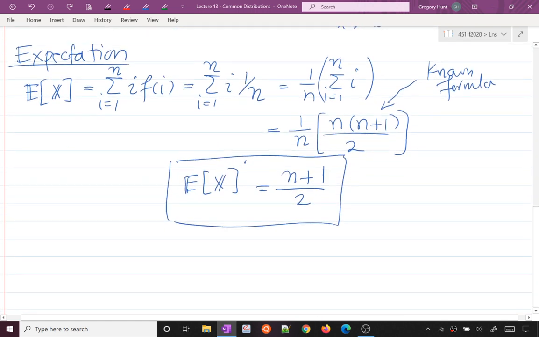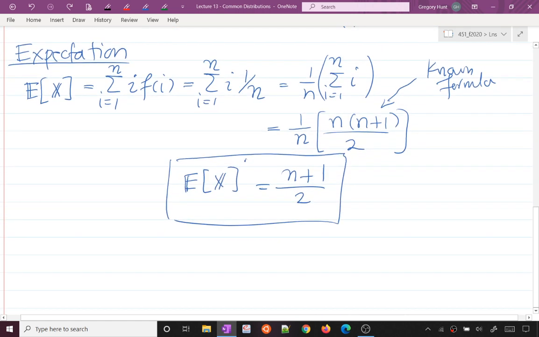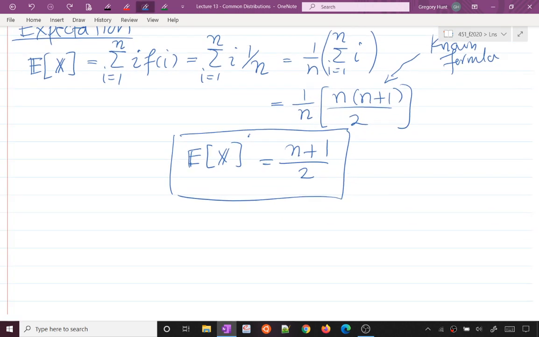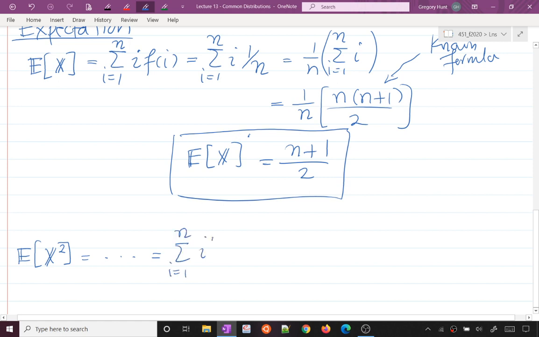So that's expected value. Of course, we could also ask for variance. To calculate the variance, we could instead calculate the second moment of this, the expected value of x squared. And we know if we know the first two moments, we can get the variance. Again, I'll skip some steps here, but if we ask for the second moment, it's going to be the sum from i equals 1 to n of i squared times 1 over n.